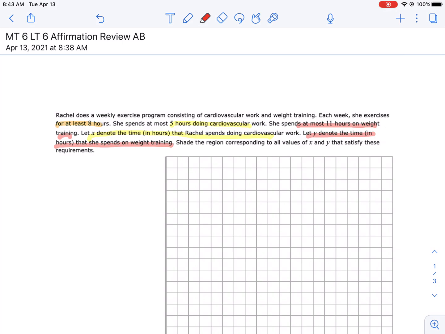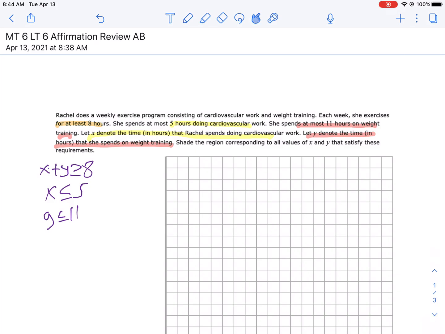First off, it says she spends at least 8 hours doing her exercises. So we're going to say X plus Y has to be greater than or equal to 8, because she's going to spend at least 8 hours exercising total. She's going to spend at most 5 hours doing cardiovascular. So X is going to be less than or equal to 5. She spends at most 11 hours in weight training, so Y is less than or equal to 11.